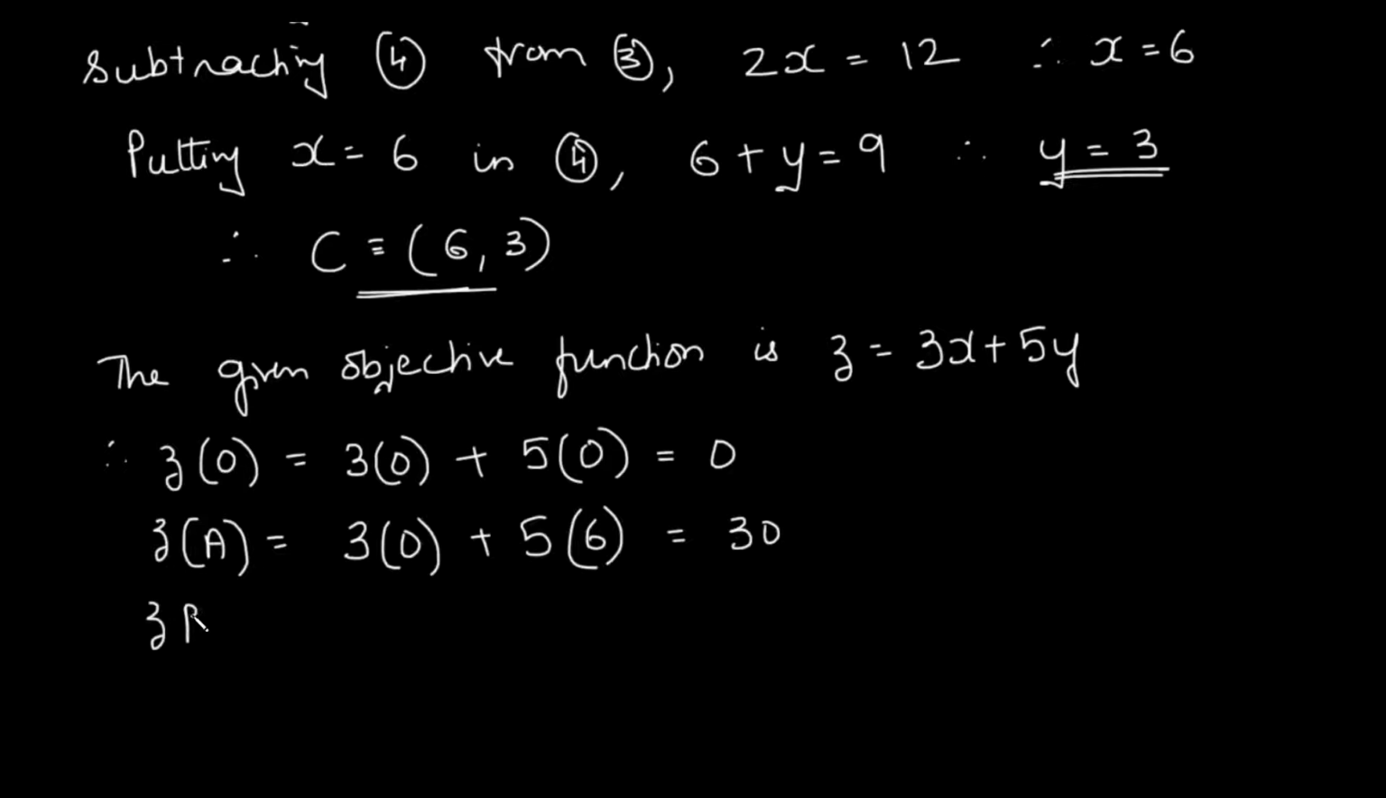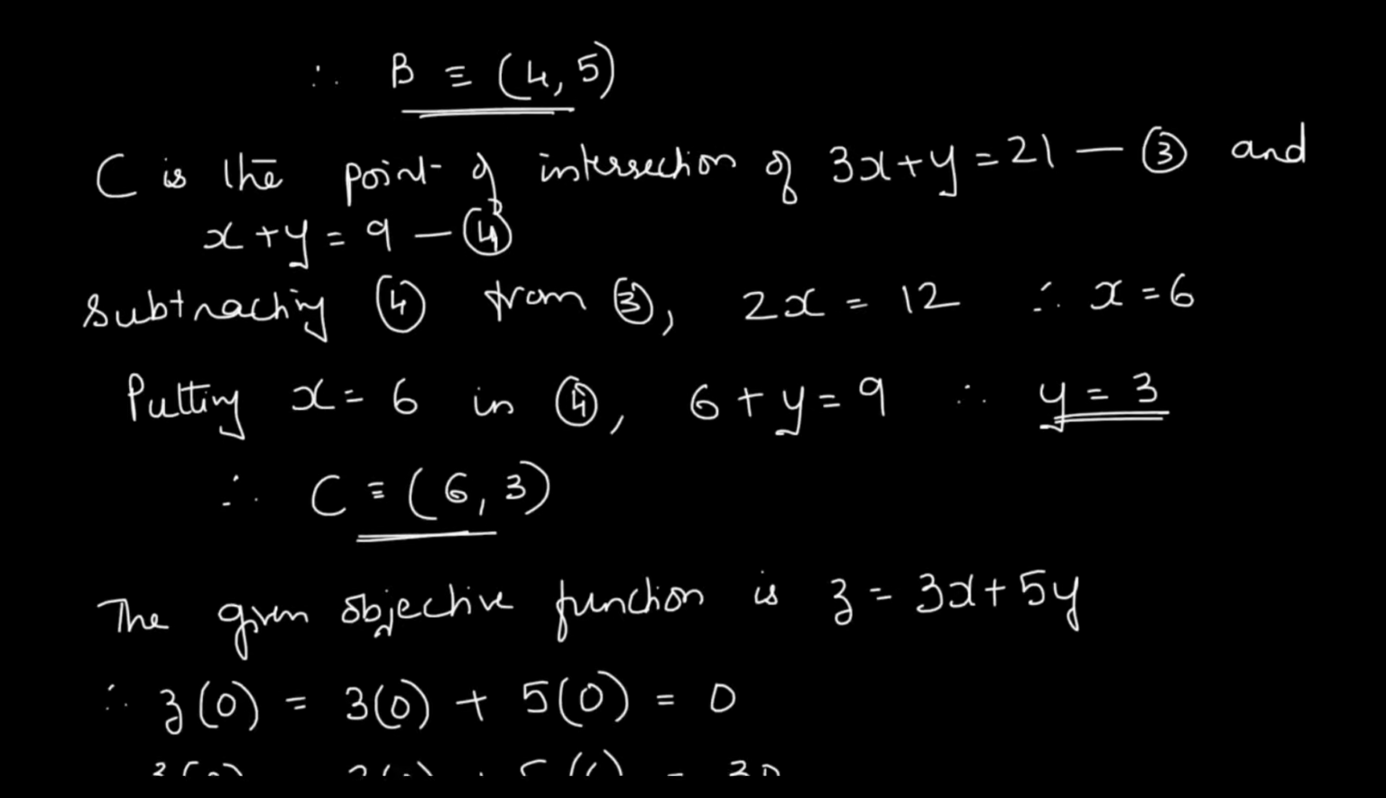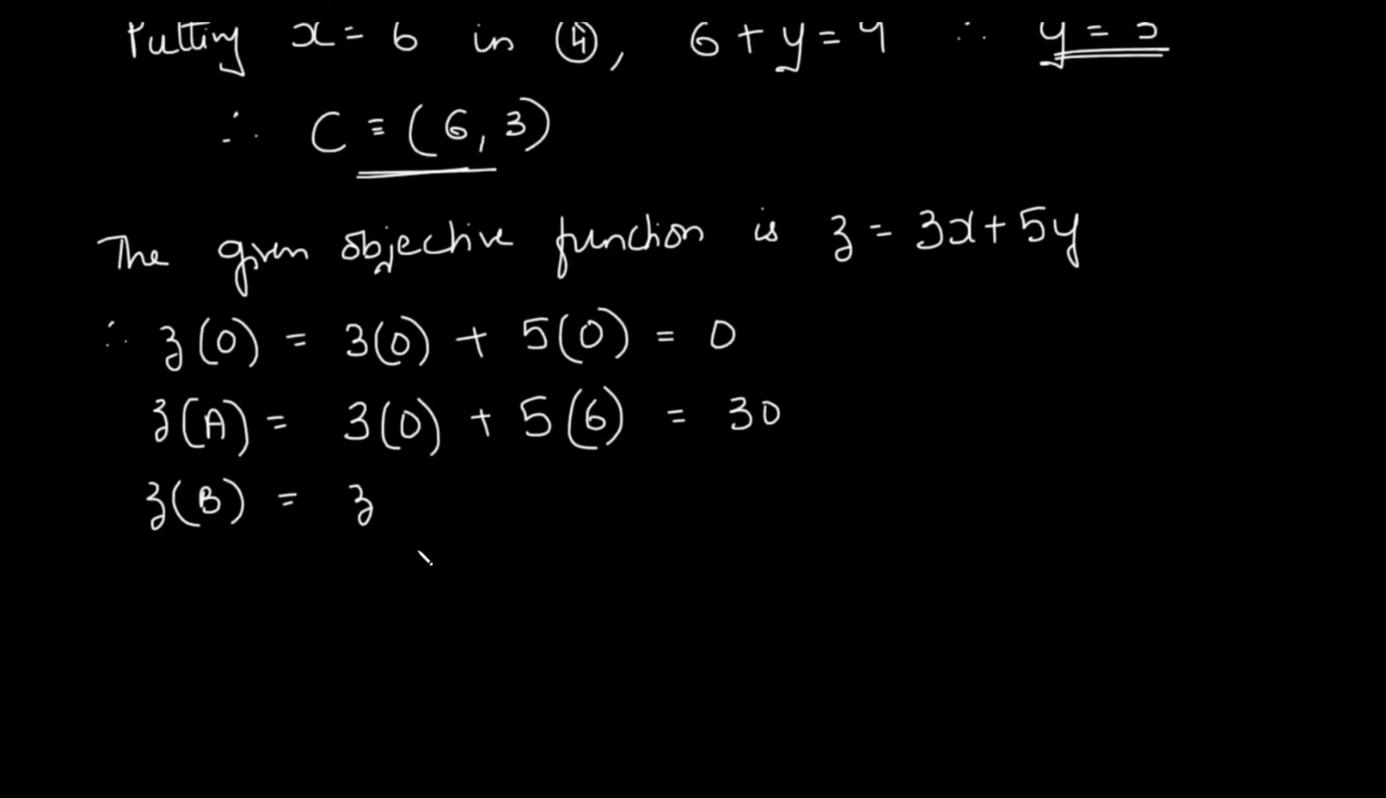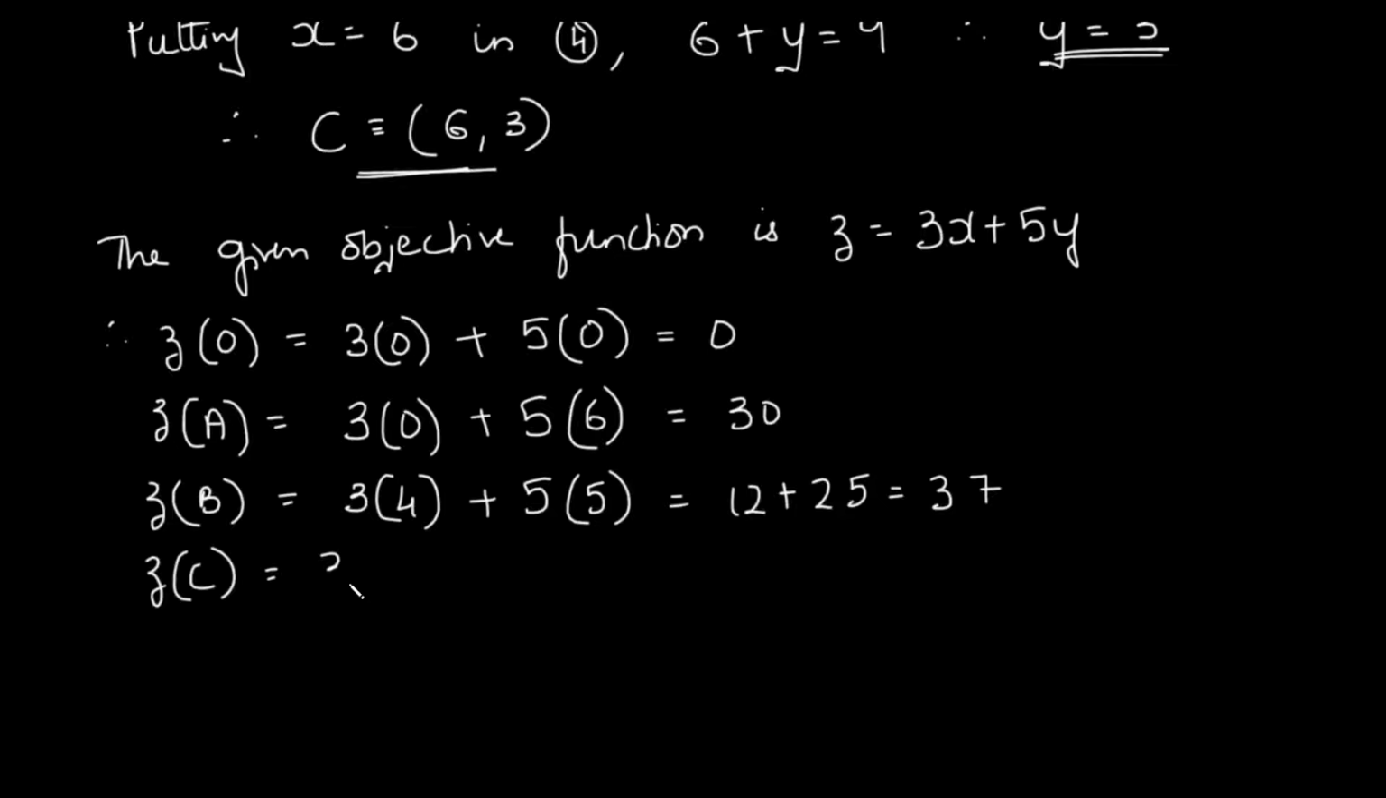And similarly Z_B. The values of B we had found as 4 and 5, you can see it over here. So as a result we get Z_B as 3 into 4 plus 5 into 5, which comes out as 12 plus 25, which is 37. Similarly Z_C, which is 3 into 6, because C is 6, 3, plus 5 into 3, which is 18 plus 15, which is 33.